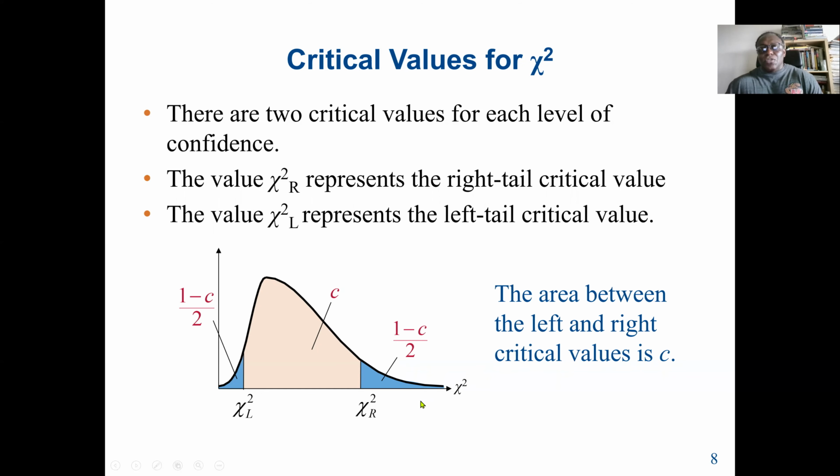So now this is the formula. 1 minus C divided by 2 to the left, 1 minus C divided by 2 to the right. Then we have our C area. So the area between the left and right critical value is C. Now, why do we divide by 2? Because we have 2 tails. So 1 minus C divided by 2 to the left and to the right.